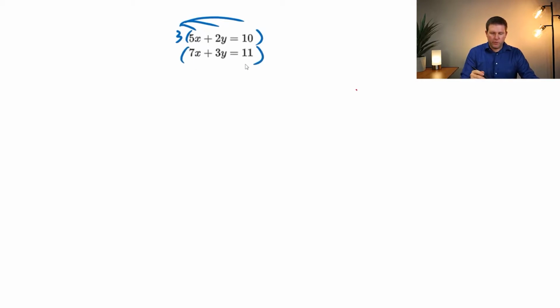Now, the bottom one, what do you need to multiply this 3 by to get up to a 6? Well, it needs to be 2. But you'll want one of them to end up being positive 6y and the other one to be negative 6y. That way, when you add the two equations, the y's will actually cancel each other out.